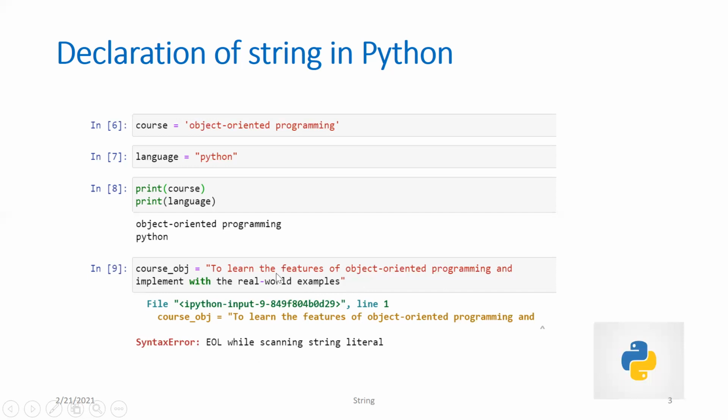That means the interpreter is expecting the end of literal. There should be a quotation mark to end this string value, but there is no quotation mark. There is a quotation mark in the last line, but it should start from a quotation mark. That means when we are trying to make a new line, we can't do that in this way.